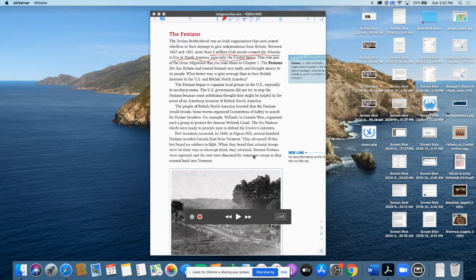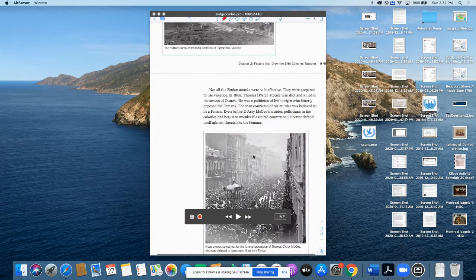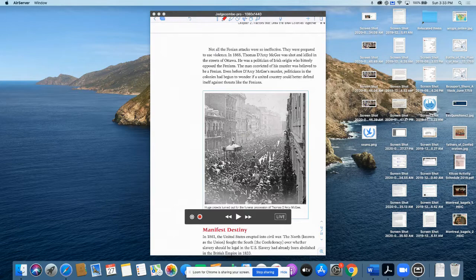So they organized groups in the United States, particularly in the northern states, and they actually raided along the borders of some of the British North American colonies. So that was going on. So it was more of a fear thing. If the colonies united, then there would be a better chance to defend against these raids if they're all working together rather than the colonies working separately.